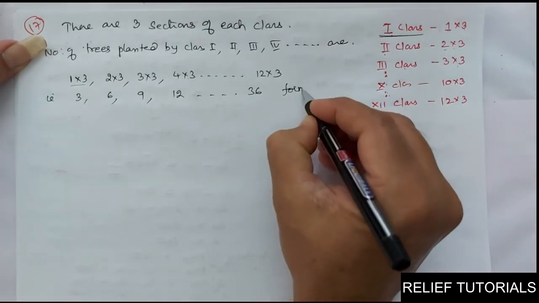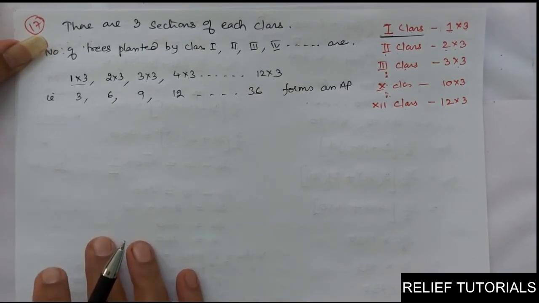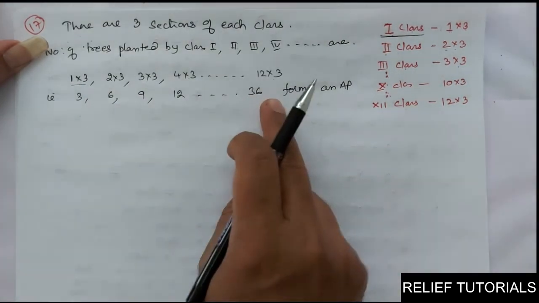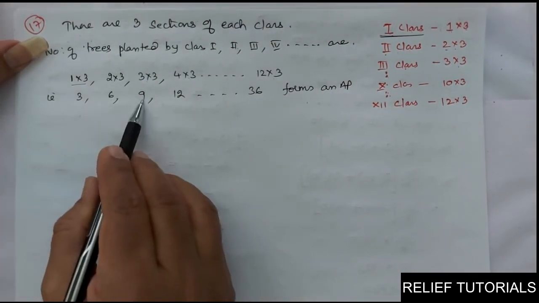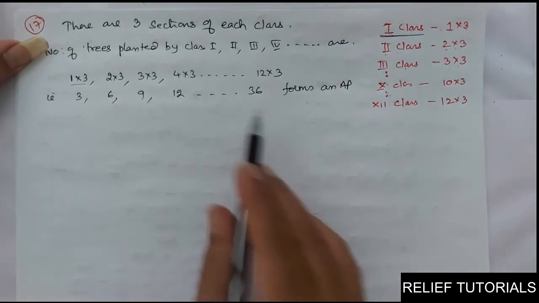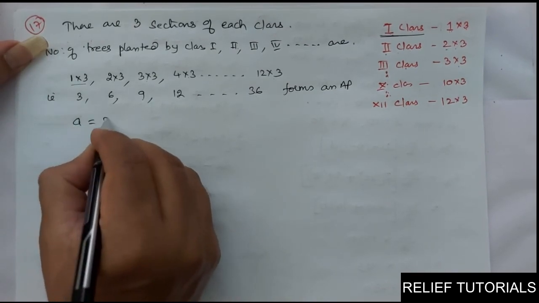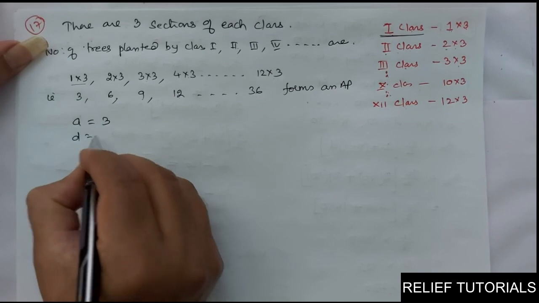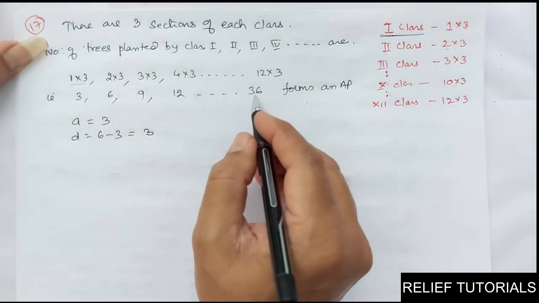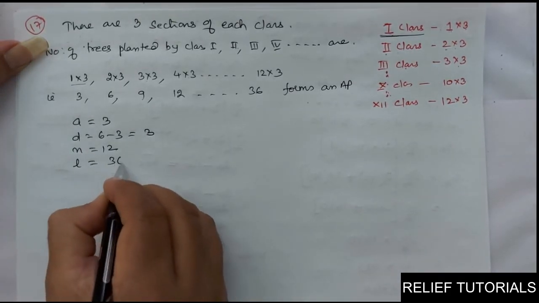It forms an AP. So in short, in every verbal problem we have seen, ultimately it forms an AP, that's all. And you want to find the sum of this. This is the first term, this is the second term, this is the third term, this is the fourth term, and this is the 12th term, 12th class. You want to find the sum. So here a is equal to 3. Difference is equal to 6 minus 3, that is equal to 3. Number of terms n is equal to 12, and the last term is equal to 36.